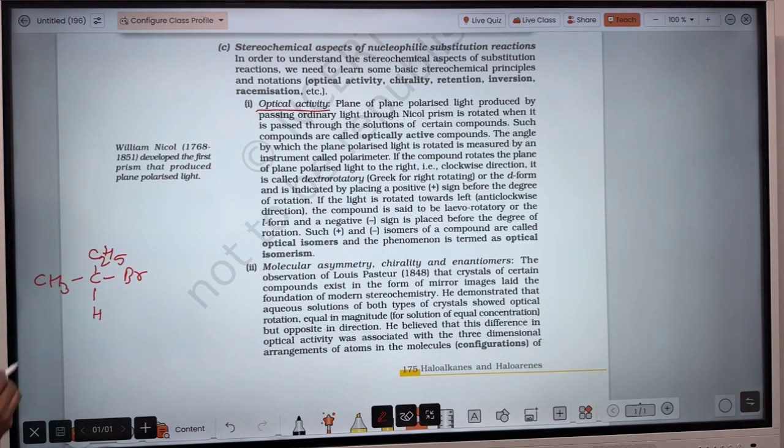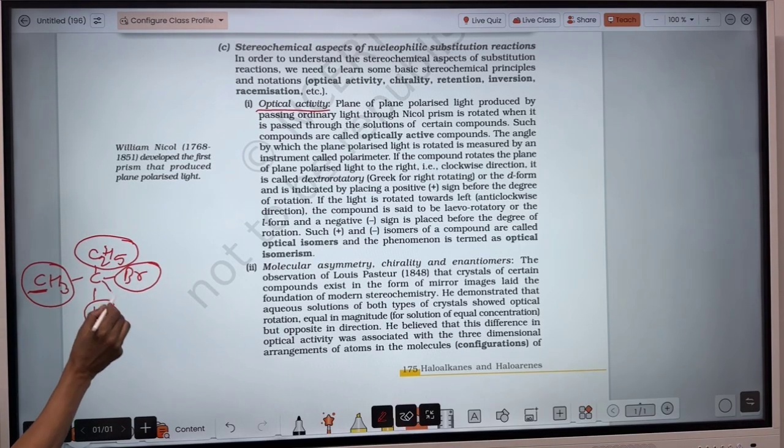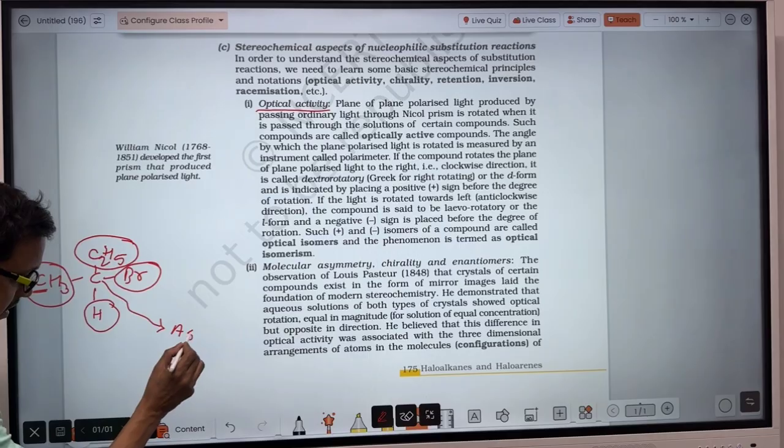Watch out about this carbon. This carbon is bonded to 3 hydrogens. So all the 4 atoms attached here are not different. So this carbon is not an asymmetric carbon atom. Watch out here, this is the hydrogen, and here I have bromine. Now to this carbon atom, one group attached is ethyl, one is methyl, one hydrogen and one bromine. So this carbon is asymmetric carbon.